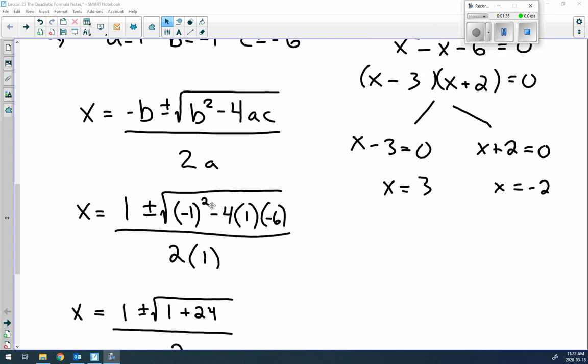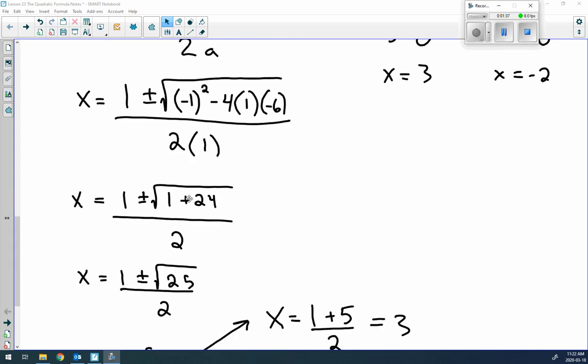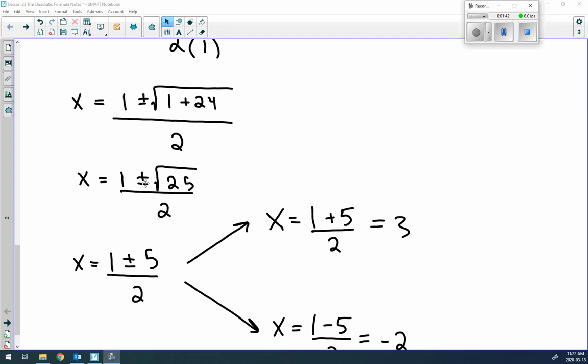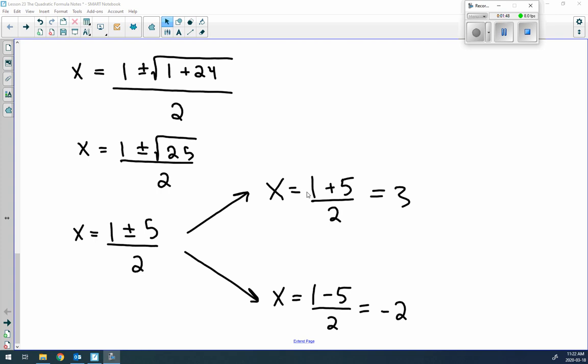Okay, so plug in the numbers, do the math. There we go. Go down here, and then you know your end results, right? Because it's plus or minus. So it's 1 plus the square root of 25 or 1 minus the square root of 25 all over 2. So then what we do is we split them. There it is. 1 plus 5 divided by 2, and then 1 minus 5 divided by 2. So there are our answers.